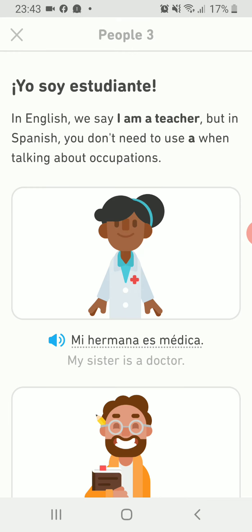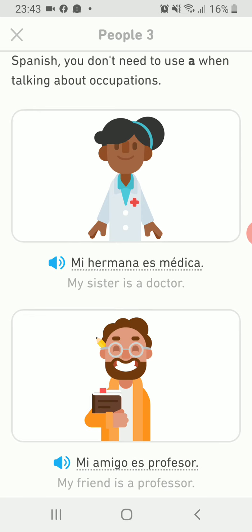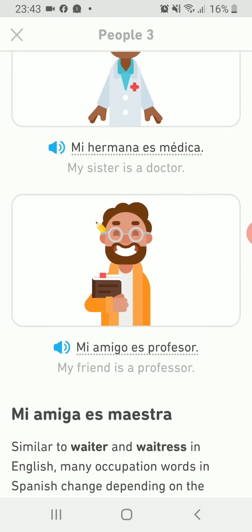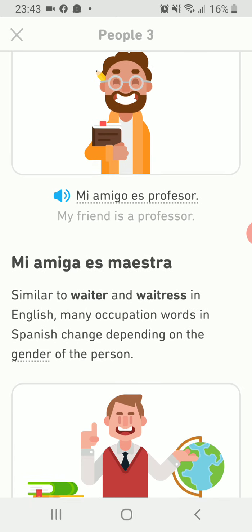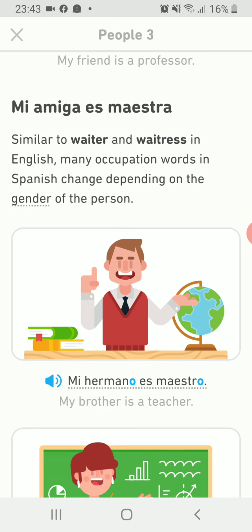Tips. Yo soy estudiante. In English we say I am a teacher, but in Spanish you don't need to use a when talking about occupations. Mi hermana es médica. My sister is a doctor. Mi amigo es profesor. My friend is a professor. Mi amiga es maestra, similar to waiter and waitress in English. Many occupation words in Spanish change depending on the gender of the person.